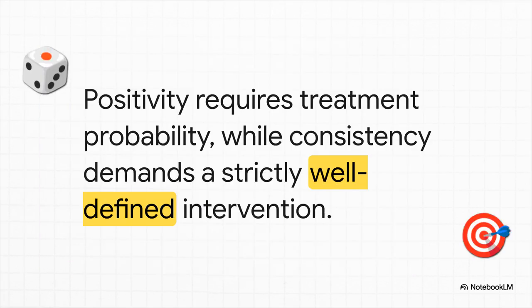The other two are absolutely crucial as well. Positivity means every single individual has a non-zero probability of receiving every treatment, meaning no one is completely excluded from the possibility of getting a bednet. Meanwhile, consistency demands a strictly well-defined intervention. Giving someone a bednet can't mean 12 completely different things across a single study. If these three assumptions hold, we can mathematically mimic a randomized experiment and cleanly isolate that true causal effect.